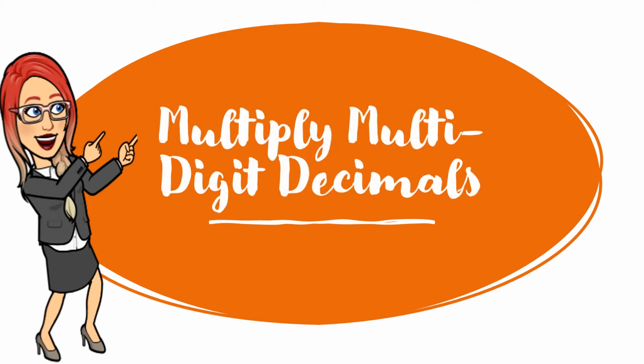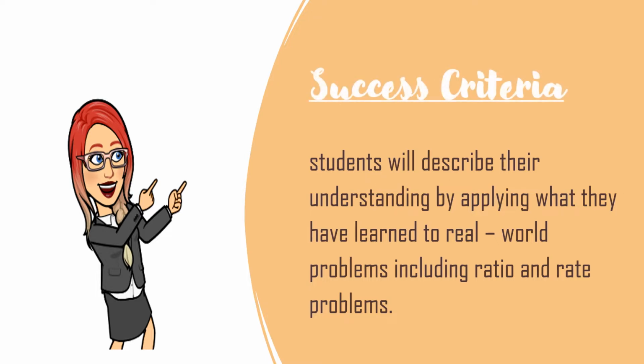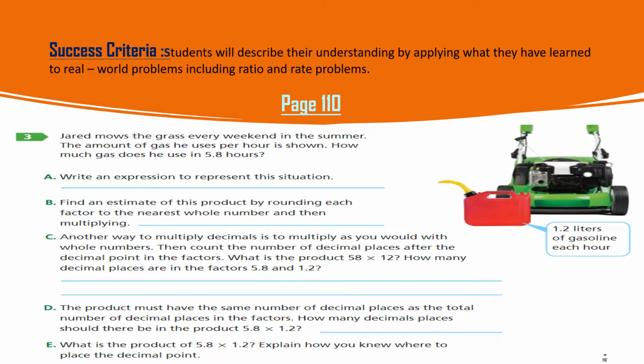This is the continuation of the lesson multiply multi-digit decimals, and we are going to apply the concept of multiplication in order to solve the word problems. In this question they are saying Jared mows the grass every weekend in the summer. The amount of gas he uses per hour, in each hour, is shown over here. So you can see that he is using 1.2 liters of gas in each hour.